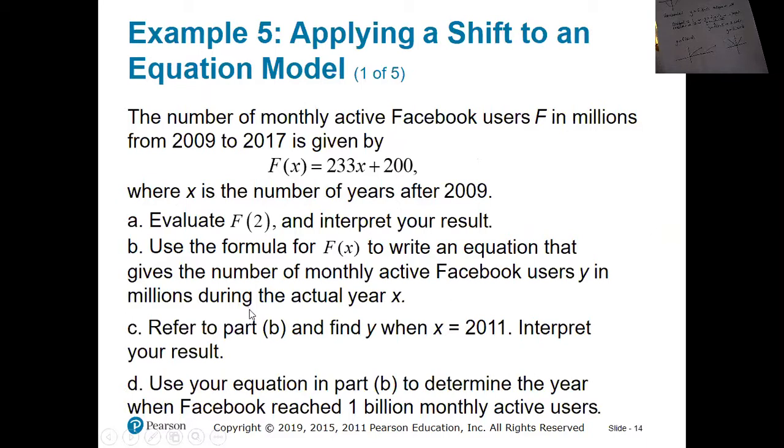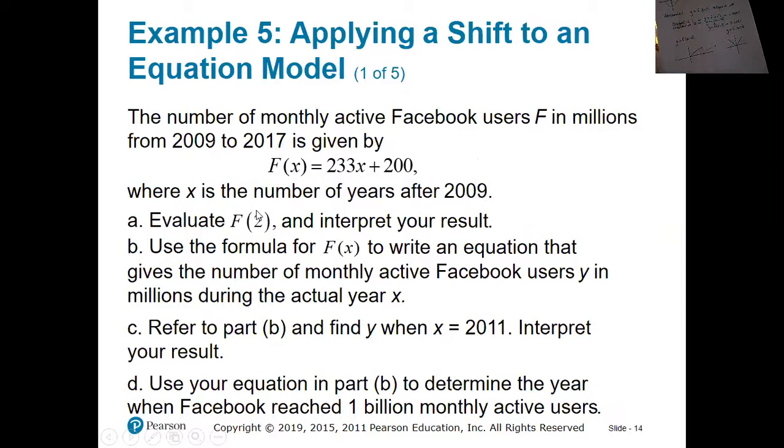So I want you to take a look at this. I'm just going to go through just one part of this. I want you to take a look at this equation model and how we can add a shift to it. So this is the number of monthly Facebook users in millions from 2009 to 2017. So x is the number of years after 2009.